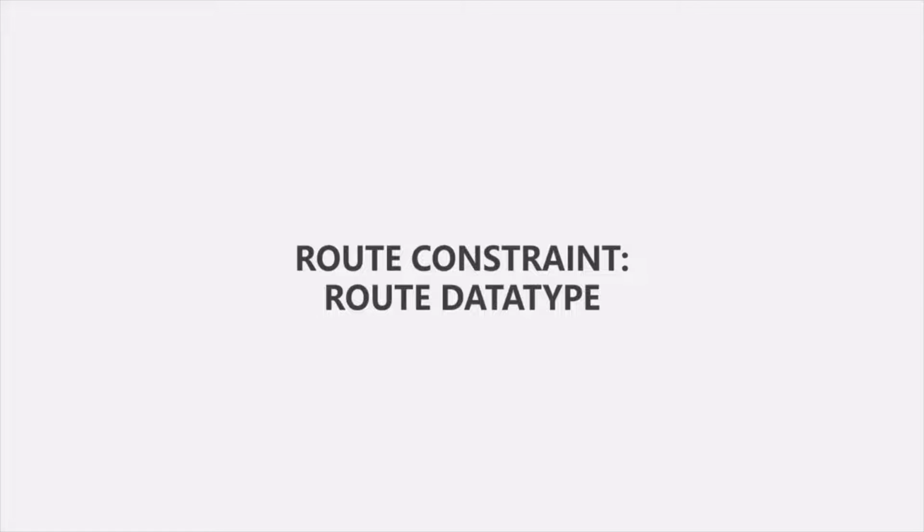In this lecture and in the next couple of lectures, we are going to learn about another important concept related to route parameters, which is route constraint. Using route constraints, we can define some rules for the route parameter. One of the rules we can define is to specify the type of value which we want to receive for that route parameter. Let's understand this with an example.